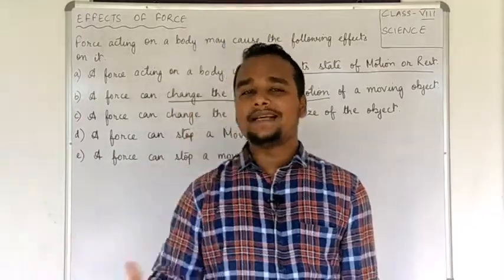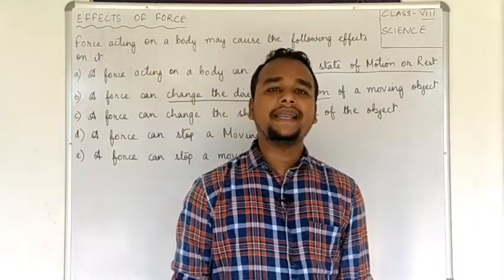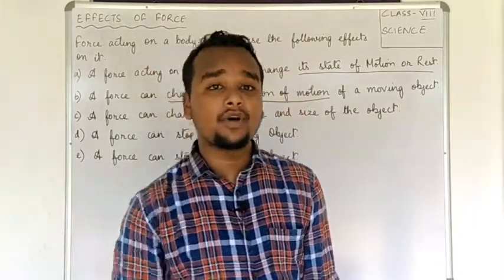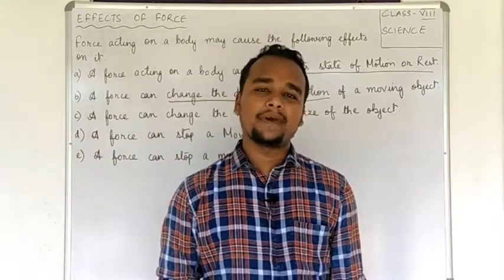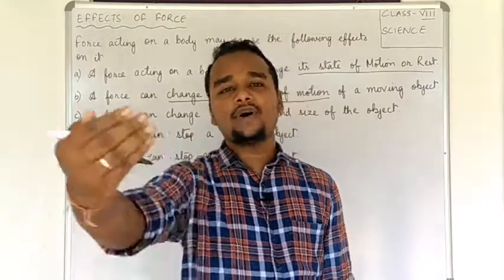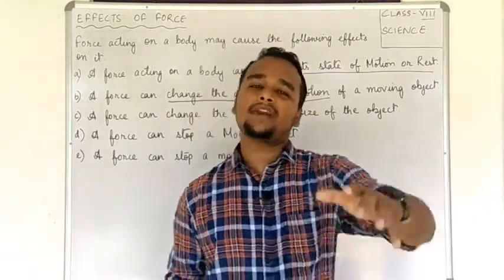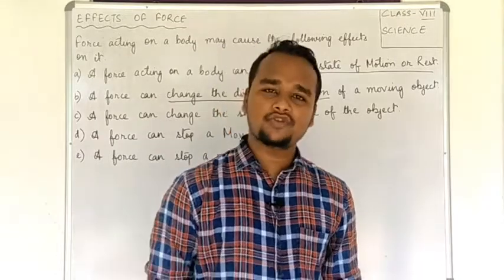I hope everyone has seen the cricket game. Whenever the bowler delivers the ball, the batsmen try to hit the ball using the bat. So what happens when they try to hit the ball? The ball was going toward them, but after being hit with the bat, what happens to the ball?